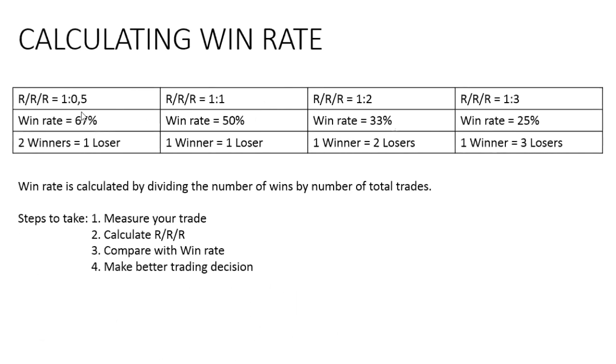We can see here when your risk reward ratio is 1:0.5. Basically, what it states is that if you have a win rate of 67%, meaning out of 100 trades, let's say 100 trades were taken, your win rate is 67%, meaning that your 2 winners will result to 1 loser. If you have 2 winning trades and you get 1 losing trade, you are at break even, you are at zero, you are not in profit and you are not in loss.